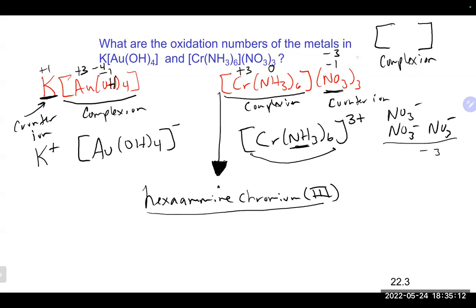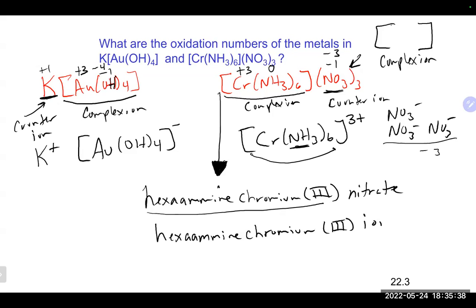And now we're left with our counter ion, which is nitrate. And even though, again, there are 3 of them, it does not make a difference. This would then be nitrate. So hexaamminechromium 3 nitrate. Obviously, if we had just the complex ion by itself, it would be hexaamminechromium, Roman numeral 3 ion, which would be the name for this guy by itself. Question on that name there?